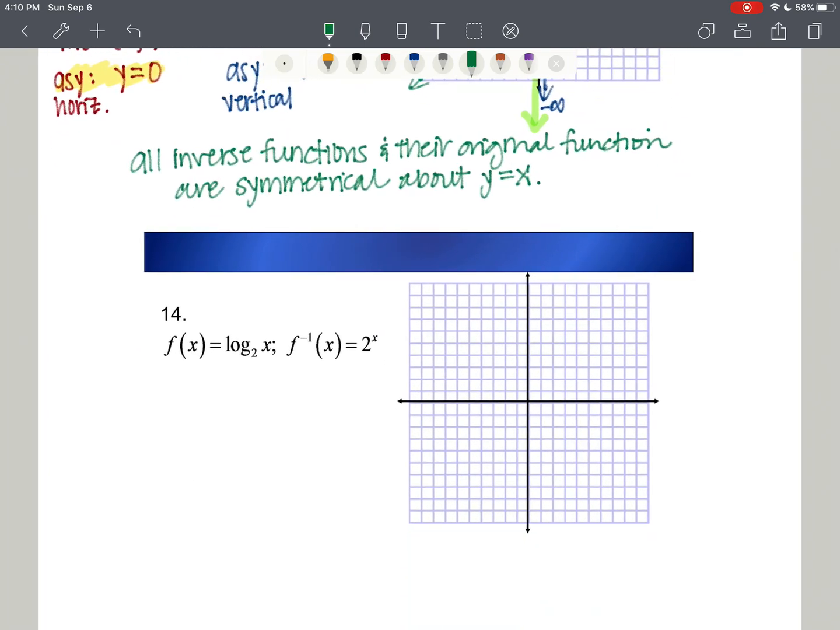Okay, let's try another one. f of x equals log base 2 of x, and f inverse of x is equal to 2 to the x. So now our original function is our log function, and our inverse function is 2 to the x. I'm going to show you how you are going to graph this. There's a couple of different ways you can do this. I'm going to make an x, y chart. Now y is the same thing as log base 2 of x.